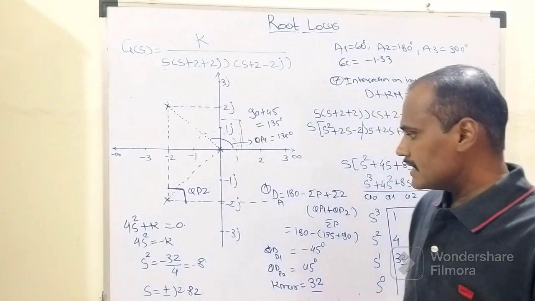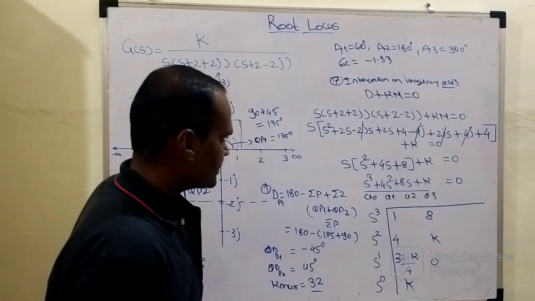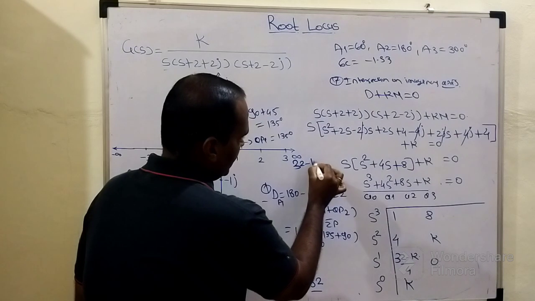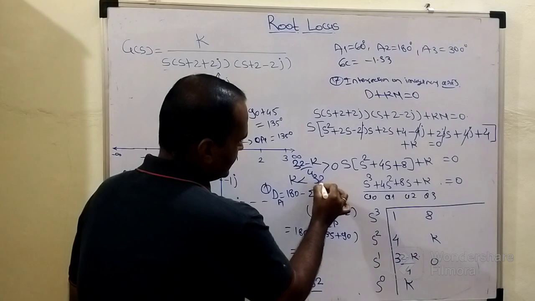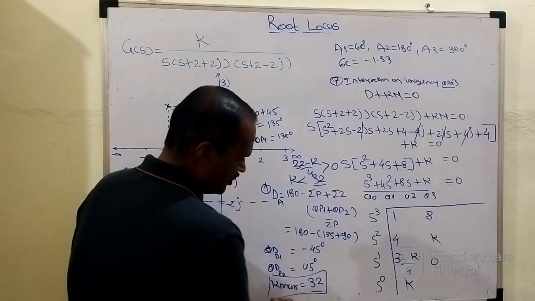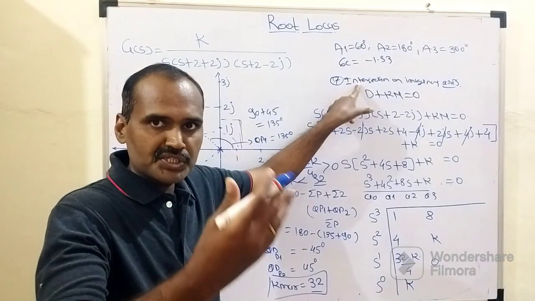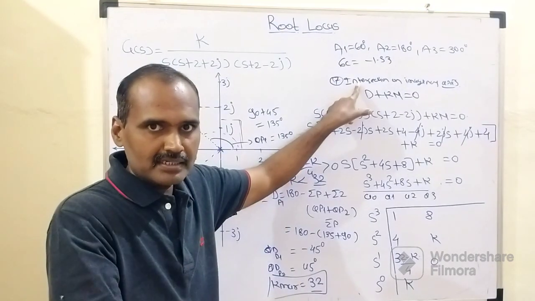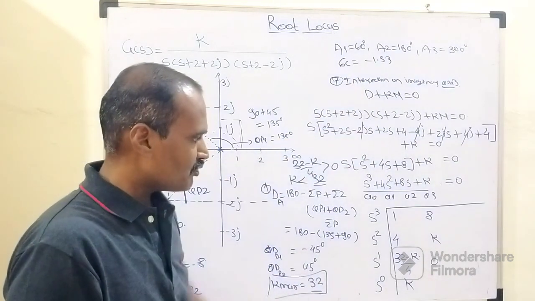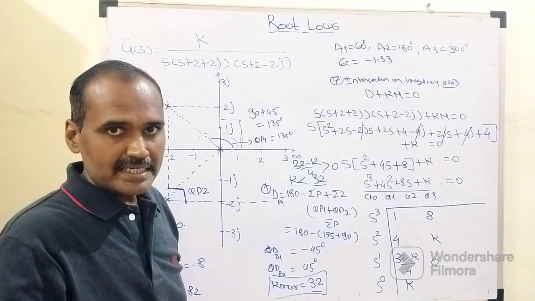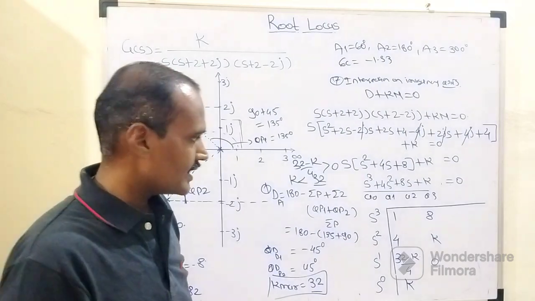So the marginal value of this k is nothing but what? As you can see, as far as this element is concerned, (32 minus k) upon 4, it should be greater than 0. So obviously k should be less than 32. So the marginal value of k is 32, right? But by taking into account the intersection on that imaginary axis, this step is being considered. So in order to determine the intersection on that imaginary axis, we can use the auxiliary equation method, right?